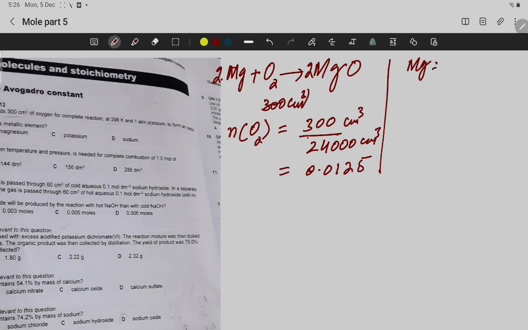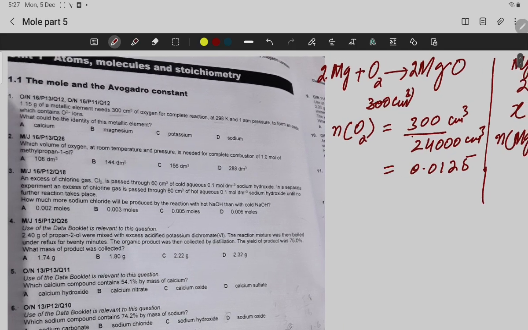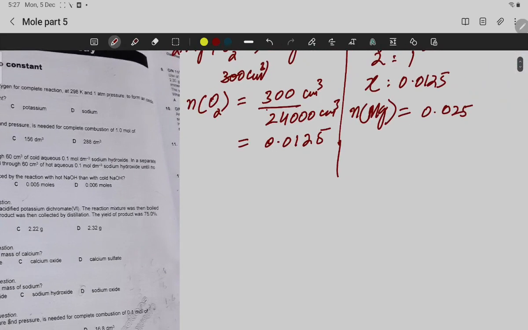By using mole ratio, magnesium to oxygen is 2:1, and 0.0125 to x. So the mole of magnesium is 0.0125 multiplied by 2, which is 0.025.